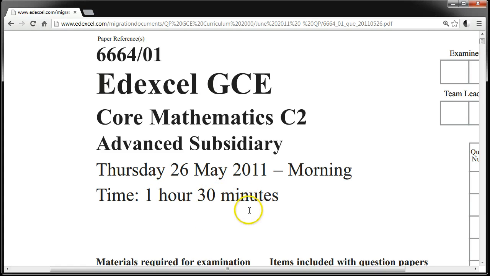So just a quick look at the paper then, guys, just before we start it, just to get an overview of the paper. As I say, there's no surprises really other than that one with the radii in the question. There's no real surprises in this paper.